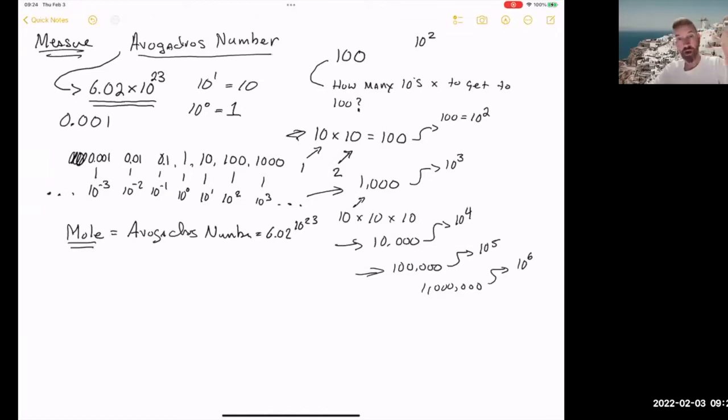Why are we even talking about this? Well, this is why. I'm going to stop sharing on my iPad here, and I'm going to bring up the periodic table elements on Canvas.